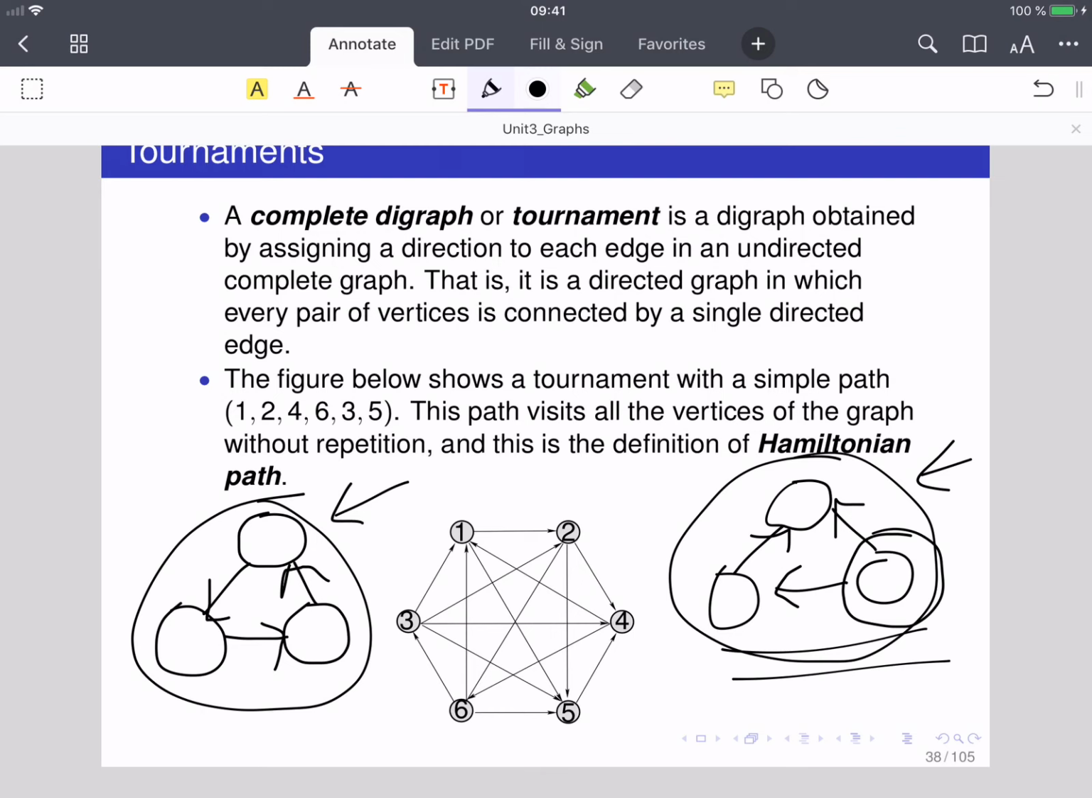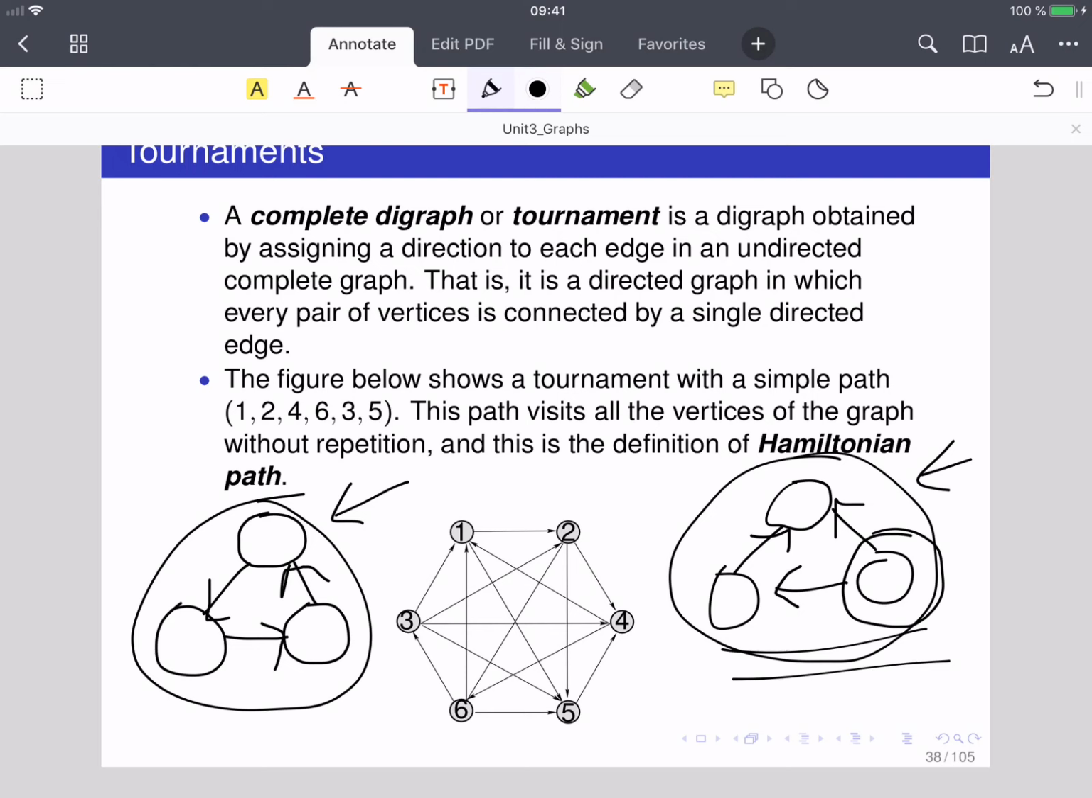So this is the first difference with the complete graphs in the non-directed case. Here we can have more than one directed complete graph for a given number of vertices. So this is something that is different from the previous case.